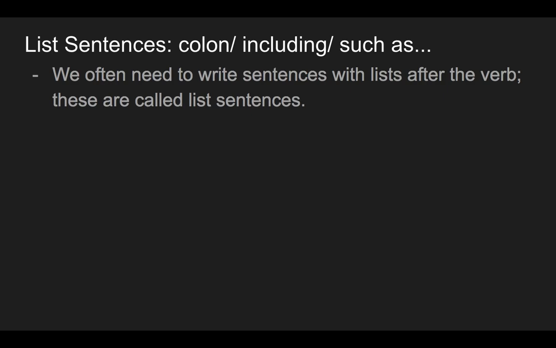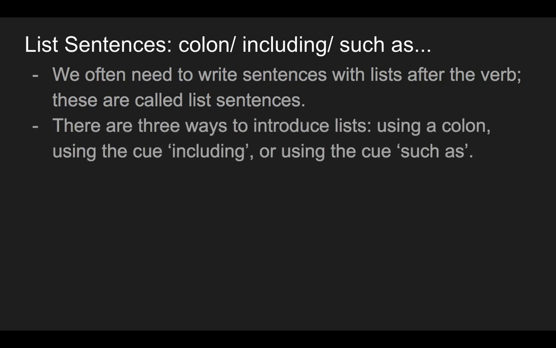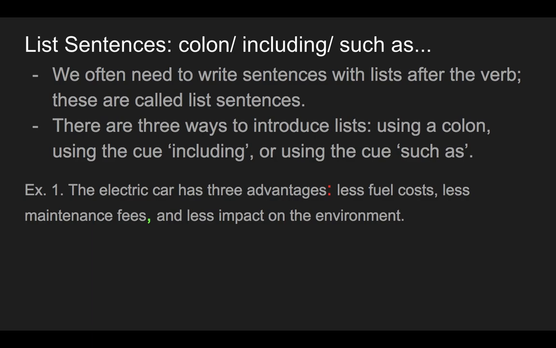These are called list sentences. Okay, there are three ways to introduce lists, and I'm kind of being a bit cheeky here because I've actually shown you the first one, which is to use a colon. So using a colon, using the cue including, or using the cue such as. So those three cues set up the fact that we're going to list some stuff. So let's take a look here. The electric car has three advantages. So I've marked the linking element in red: colon, less fuel costs, comma, less maintenance fees, comma, and less impact on the environment.